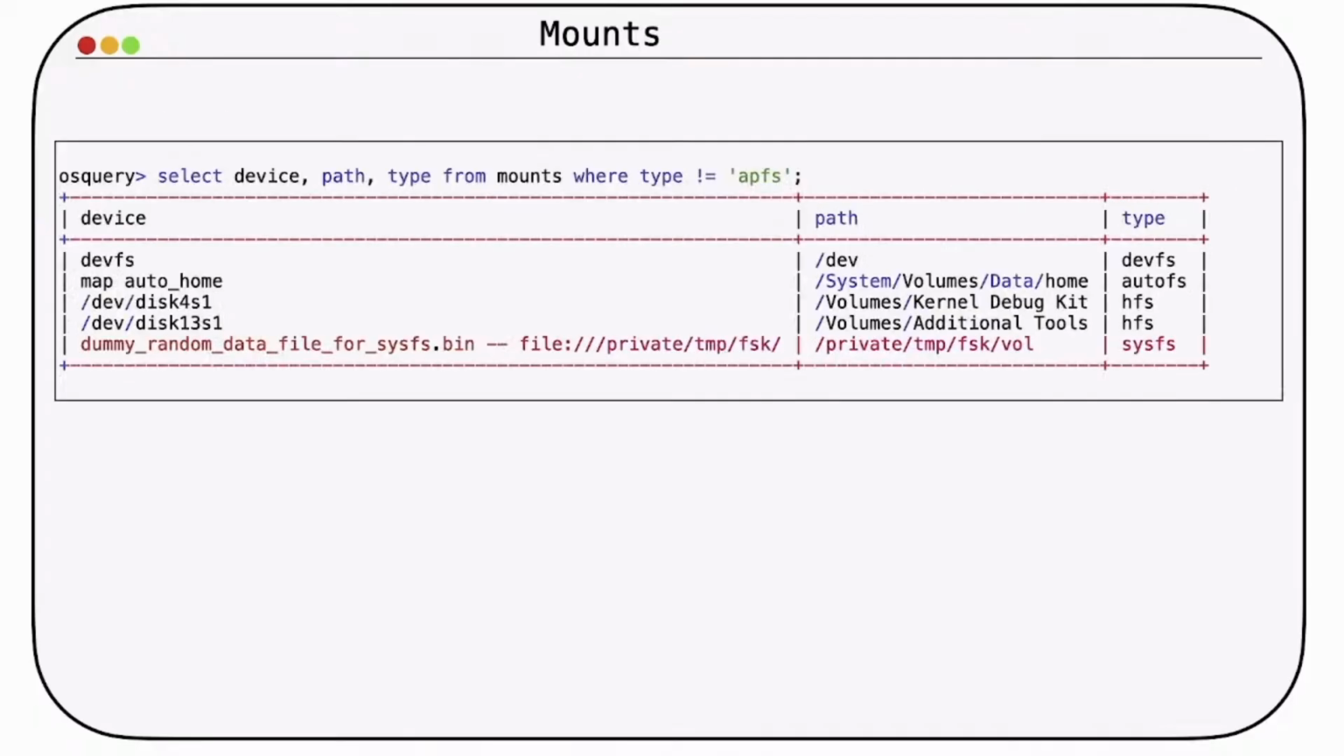So again, I'm going to use osquery to check if it's mounted, and here you can see the last line. So that dummy random data file is the file handle, the kind of path, and the path with the volume is my mount point, and it says the type here.